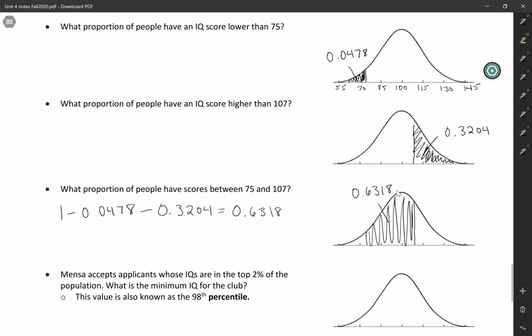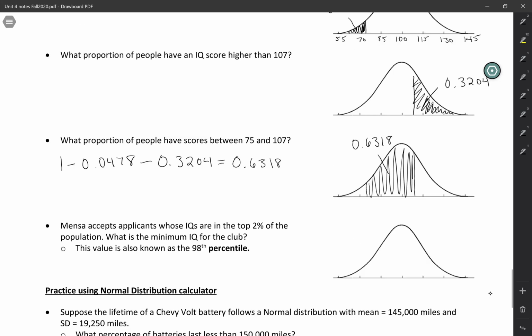The next one says, Mensa accepts applicants whose IQs are in the top 2% of the population. What is the minimum IQ for the club? So I want to find the point here where 2% are above and 98% are below, right? I'm looking at that top 2% of people. This is also called the 98th percentile. So if your score is at the 98th percentile, that means that 98% of people have scores lower than yours.